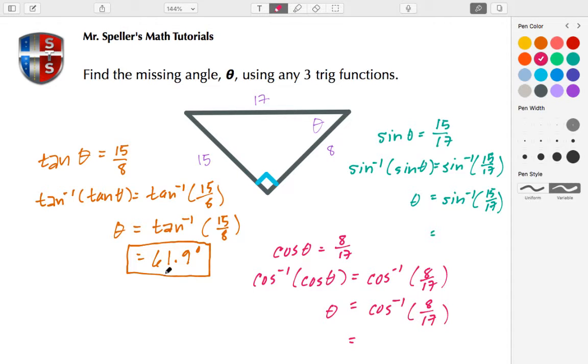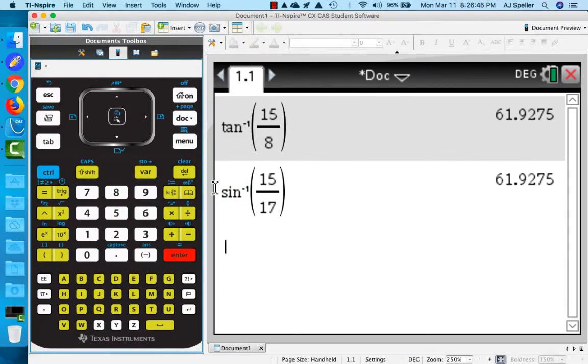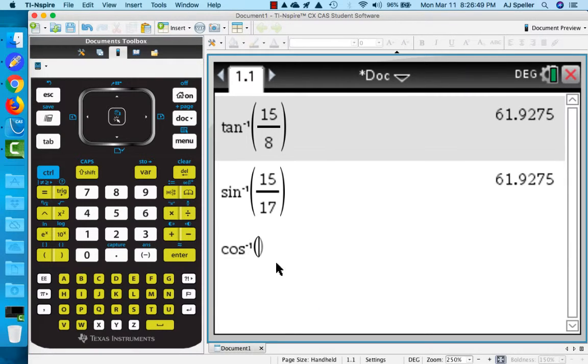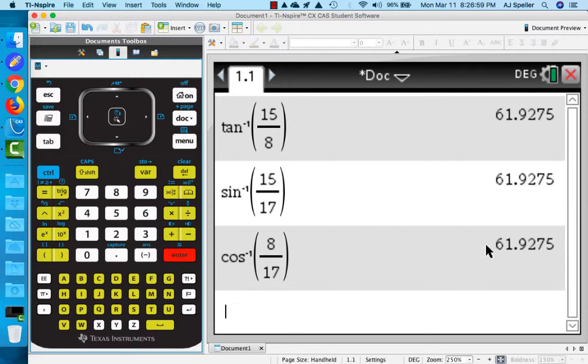And we're going to verify that that comes out to still be the 61.9 degrees. So 8/17 was our fraction there. So trig, arccosine, and the numerator is 8 divided by 17. Close off our parentheses, control for the approximation, and again we see that it comes out to be 61.9 degrees.